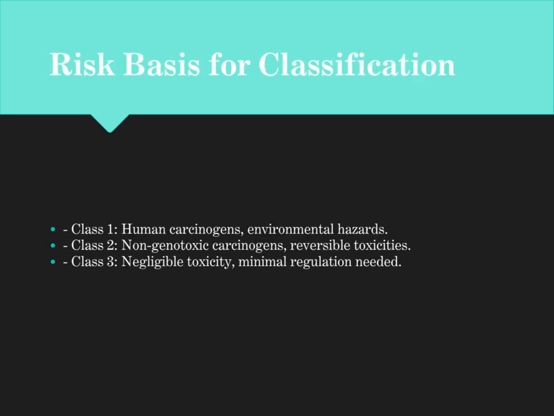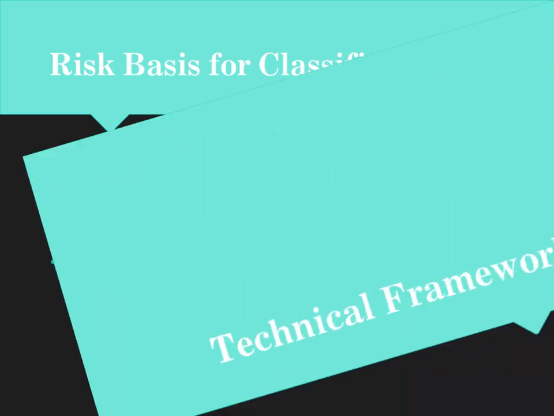The risk-based classification stems from long-term toxicological studies. Class 1 solvents show strong carcinogenic potential in humans or animals, or have significant environmental hazards. Class 2 includes solvents with organ toxicity, teratogenicity, or carcinogenicity seen in animals, but with no strong genotoxic mechanism. Class 3 solvents are supported by repeat dose studies and show minimal systemic toxicity. Regulatory concern is minimal if levels remain below 0.5% or 50 milligrams per day.